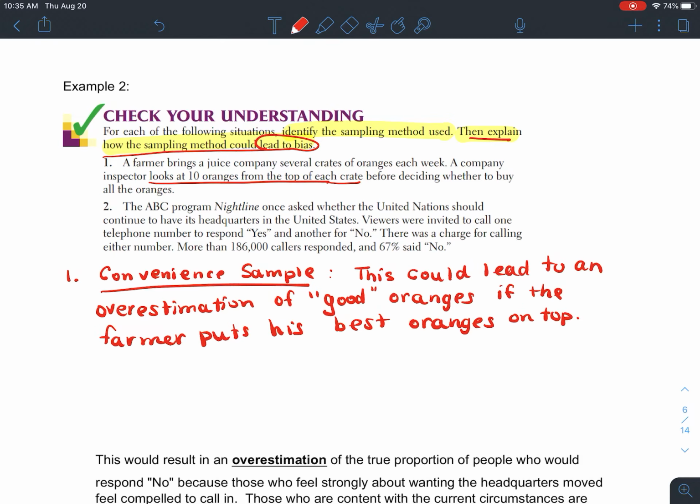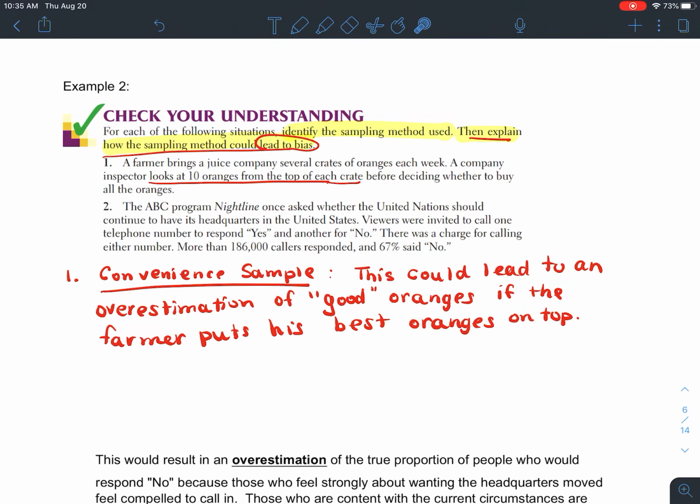So you don't just want to say, oh, that could lead to an overestimation of good oranges. There has to be a reason. Like, why would just looking at the top 10 oranges at the top of the crate lead to an overestimation? Well, it would lead to an overestimation if the farmer was putting his best oranges on top and maybe the ones that aren't quite so good towards the bottom of the crate.